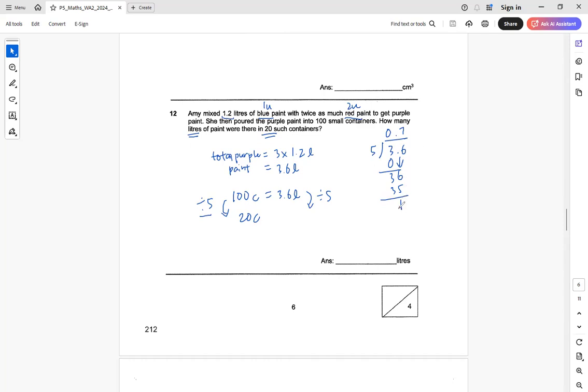Take note, you cannot have a remainder for this question because you have to account for all the paint. So what you will do, you add a 0. Continue the long division, bring down the 0. 10 divided by 5 will give me 2. So you subtract and then that's all. You have no more remainder, and your answer is 0.72 liters. All right, okay. Let's move on to our next question.